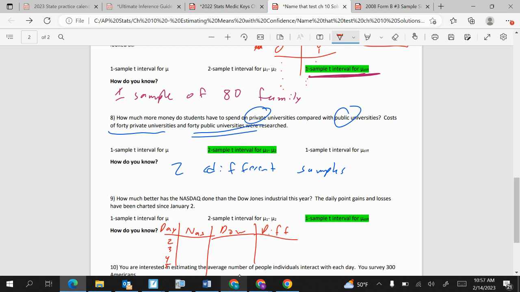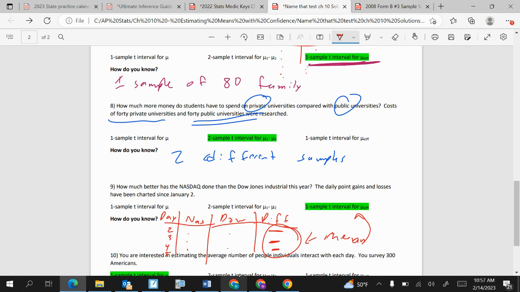They don't care, they're not saying historically how the Nasdaq has done compared to the Dow Jones. Sorry, but each specific day is going to be their sample. So they're going to take this one and get their difference, this one and this one and get their difference, this one and this one and get their difference. And then they take the mean of all these, and that is what your one sample T interval is for.